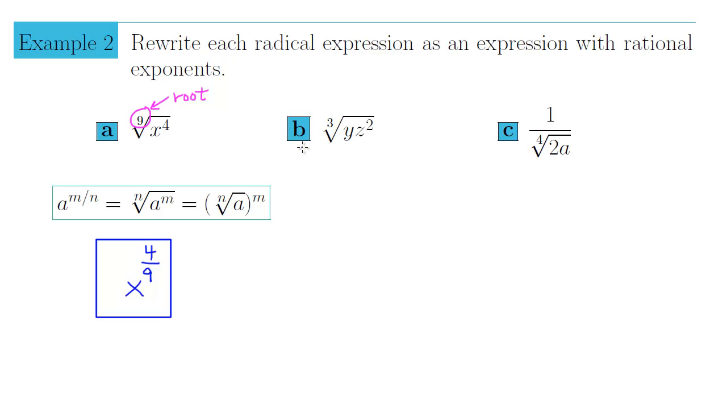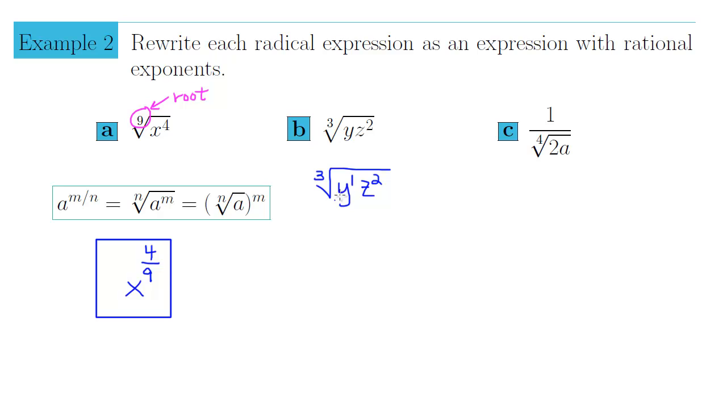How about part B? We have the cubed root of yz squared. Now there's a couple ways that we can break this up and dissect it. Let's first of all take a look at this in terms of this definition here. So what I'd like to do is rewrite this just so we can see more clearly that this is the same thing as y to the first power, z to the second power.